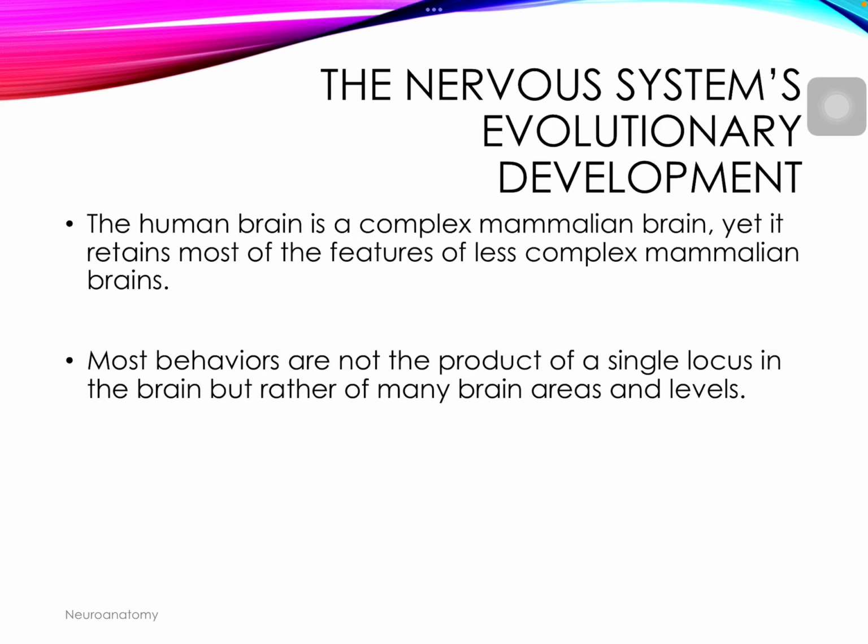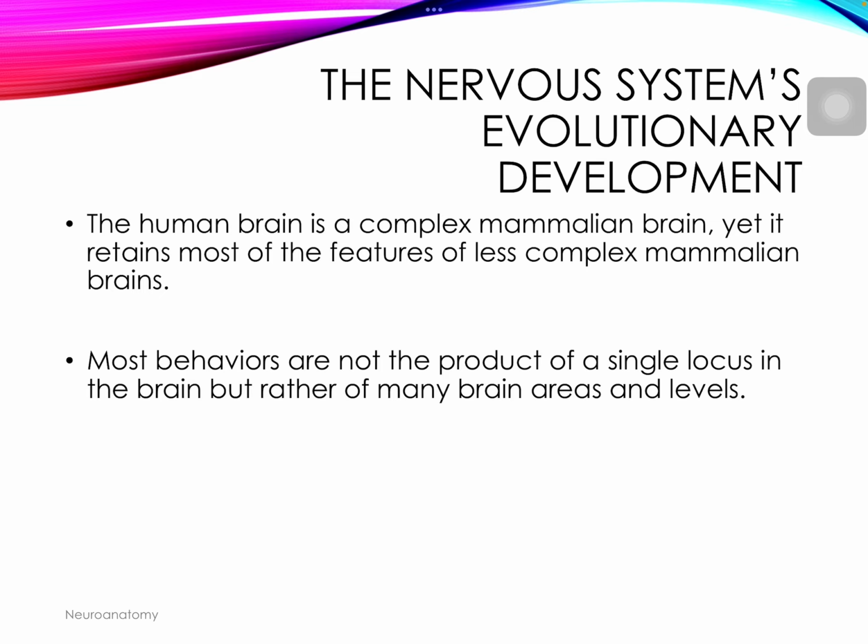So we're going to pick back up and talk about evolutionary development. This will move us into our next topic, which is development. And this is kind of the precursor to that, talking about the mammalian brain and realizing that the brains of mammals are very complex, and that a lot of our behaviors in animals and in humans, which are animals, are not really one particular single part of the brain, and usually involve many different brain areas and levels of processing.